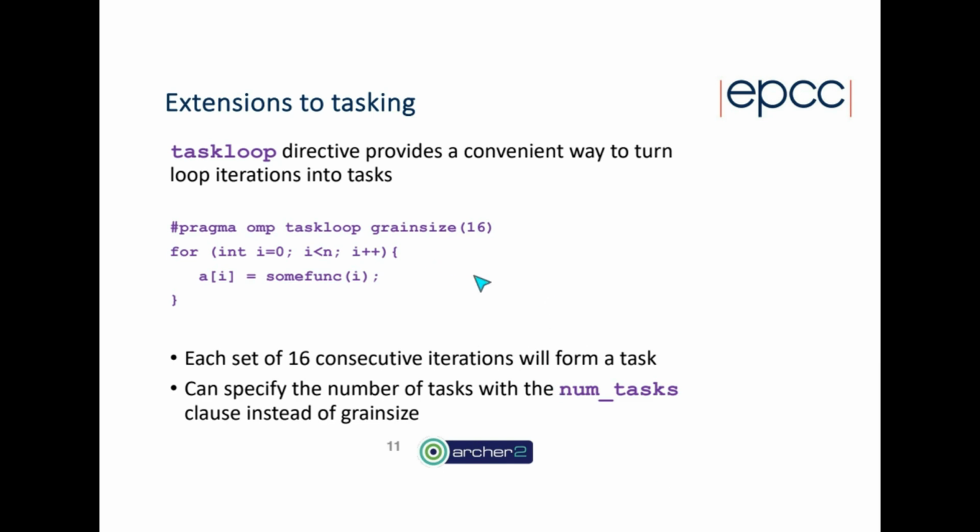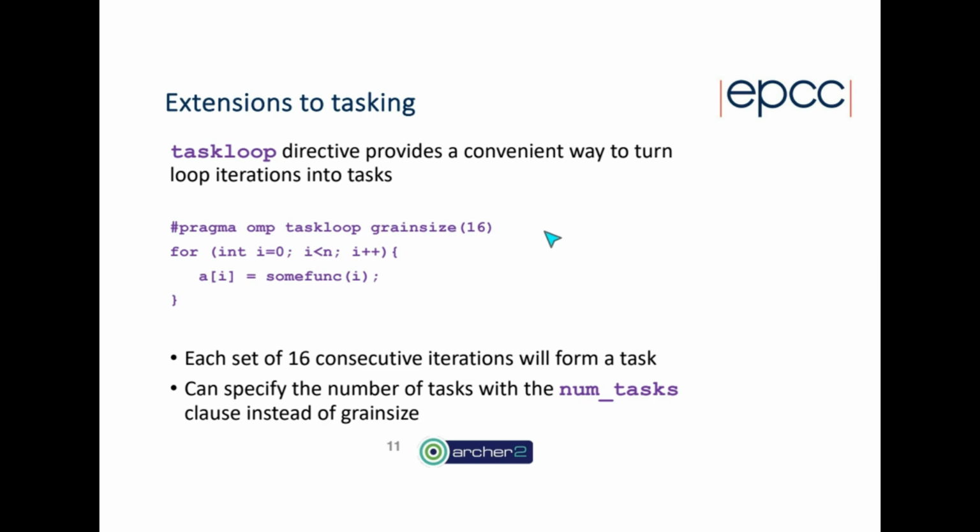So taskloop just allows you to generate tasks from loops in a convenient way. If you just wanted every loop iteration to be a task, then that's fairly straightforward. You just put the task construct around the loop body. But often you don't want every single loop iteration to be a task. You want a set of loop iterations to be a task to keep the overheads reasonable. So you can say things like taskloop with a grainsize of 16.